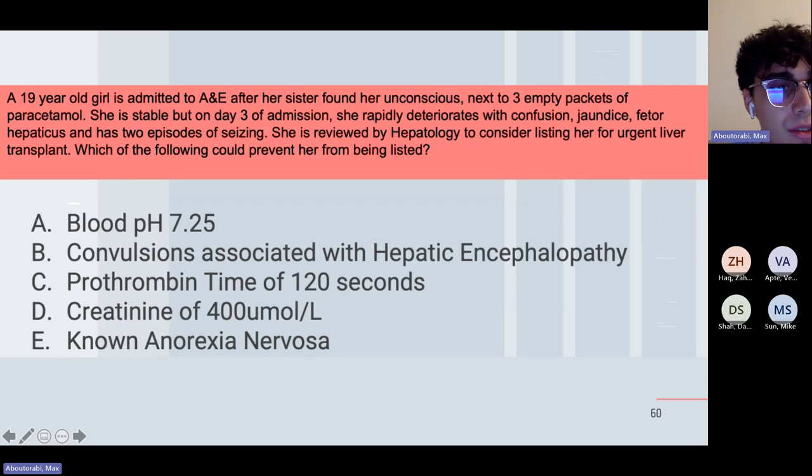And so the next question, I think the final question: a 19-year-old girl is admitted to A&E after her sister found her unconscious next to 3 empty packets of paracetamol. She is stable, but on day 3 of admission, she rapidly deteriorates with confusion, jaundice, foetor hepaticus, and 2 episodes of seizing. She's reviewed by hepatology to consider listing her for urgent liver transplant. Which of the following could prevent her from being listed?